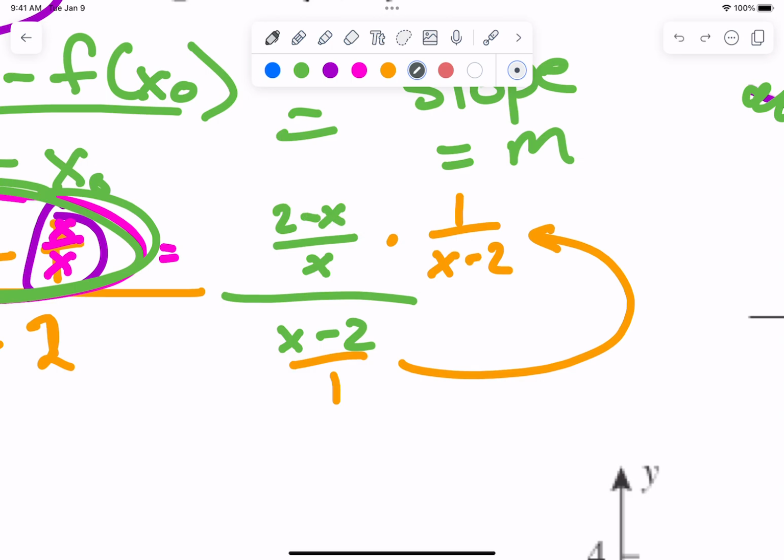So let's pull a negative 1 out of this thing. You can do that. Yeah, why not? This would be negative 2 plus x. Is negative 2 plus x the same thing as x minus 2? Yep. Now can I cancel those?